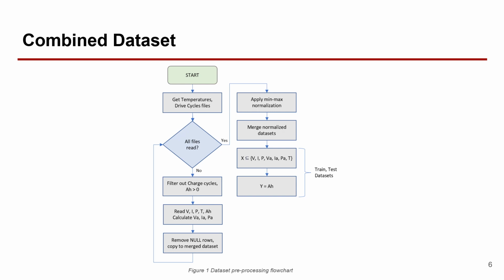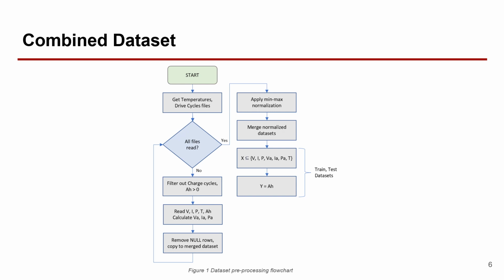This flowchart just shows the pre-processing that we applied on this data set, and the same flowchart was used for both the LG and the Panasonic dataset. So first you get the temperatures and the drive cycles that you would like to use for your training and your testing, and then you go over a loop. So in this blue, as you can see from below the blue diamond, we filter out the charge cycles because we are interested only in the discharge cycles. We read the file and get the voltage, current, power, temperature, and capacity values, and we also calculate additional features such as voltage average, current average, and power average values.